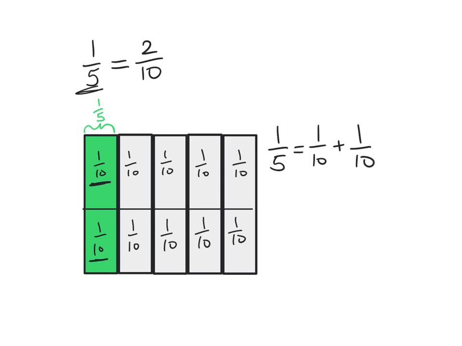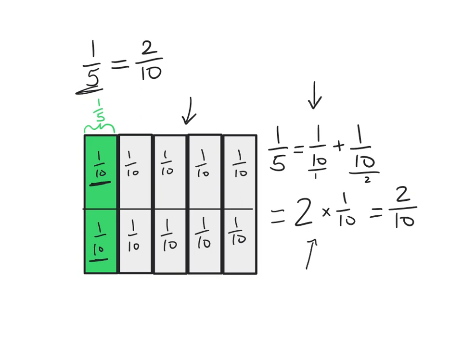And if you recall from our last lesson, we can actually represent this 1/10 plus 1/10 as a multiplication sentence. So it is equal to 2 times 1/10, because I have 2 copies of 1/10 up above. And 2 times 1/10, of course, would be 2/10. So that's going from our area model, showing 1/5 to 2/10. Then we're demonstrating that equivalence with an addition sentence, and then finally with a multiplication sentence to show that 1/5 is equal to 2/10.